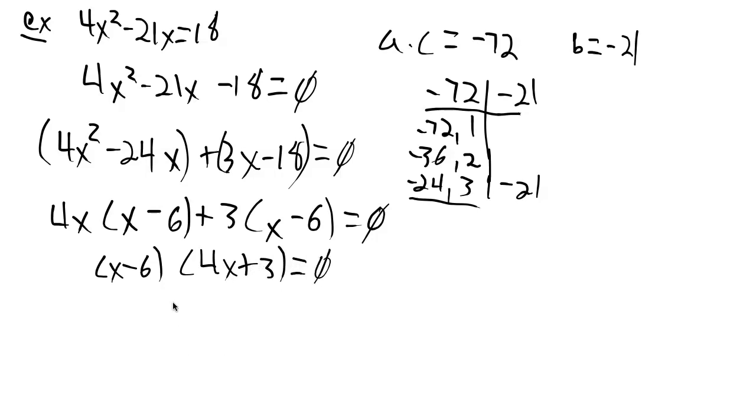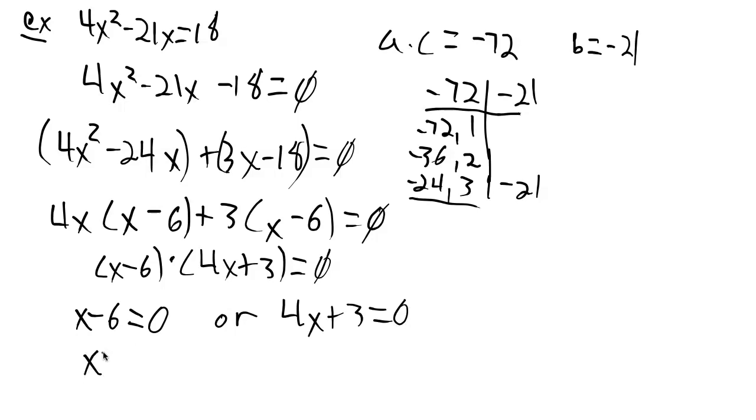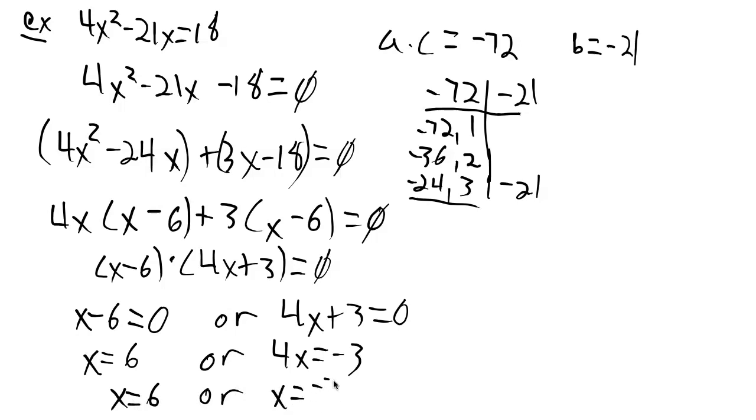Now we're going to separate these into two different parts. So we get x minus 6 is equal to 0, or 4x plus 3 is equal to 0. We add 6, we get x is equal to 6, or we subtract 3, we get 4x is equal to minus 3. So our two solutions are x is equal to 6, or when we divide by 4, we get x is equal to negative 3/4.